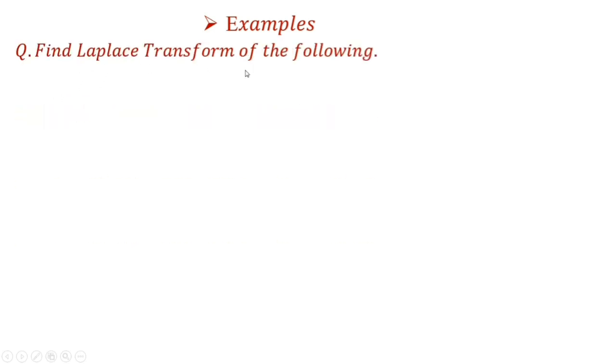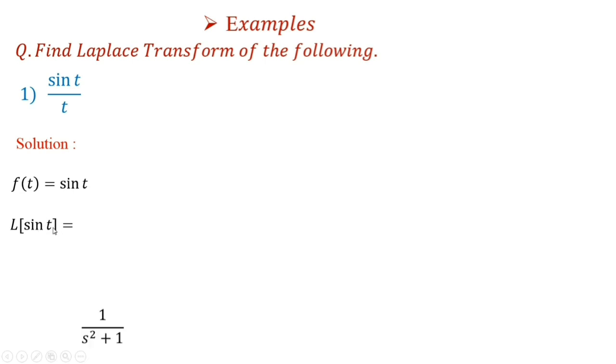Let us see the examples. Find Laplace transform of the following functions. First one, sin t upon t. Solution is here. Let f(t) is equal to sin t. Therefore, Laplace of sin t is equal to, by using the formula, Laplace of sin at is equal to a upon s square plus a square. Here value of a is 1. That's why we get 1 upon s square plus 1 square, which is 1. Therefore, we get Laplace of sin t is equal to 1 upon s square plus 1.